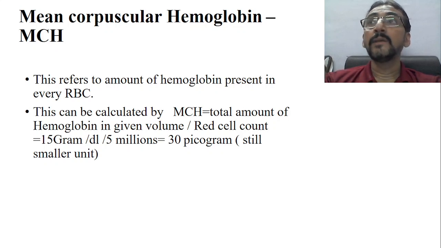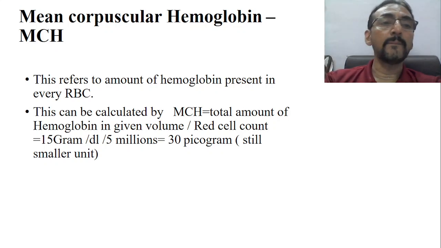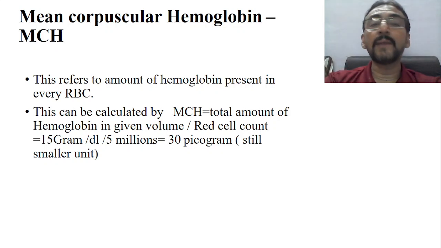Now we have to see how much hemoglobin is inside a single RBC, because different RBCs will have different amounts of hemoglobin. So if you try to find out the amount of hemoglobin present in an individual RBC, then it is called MCH, mean corpuscular hemoglobin. So how to calculate this? Very simple. Now MCH refers to the amount of hemoglobin present in every RBC. This is calculated by a very simple formula.